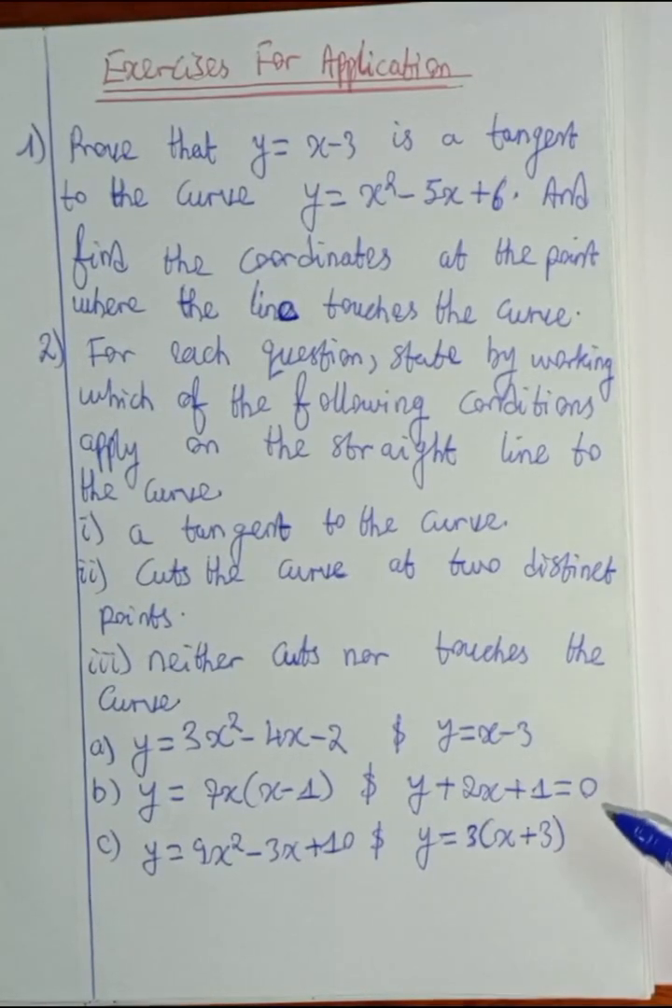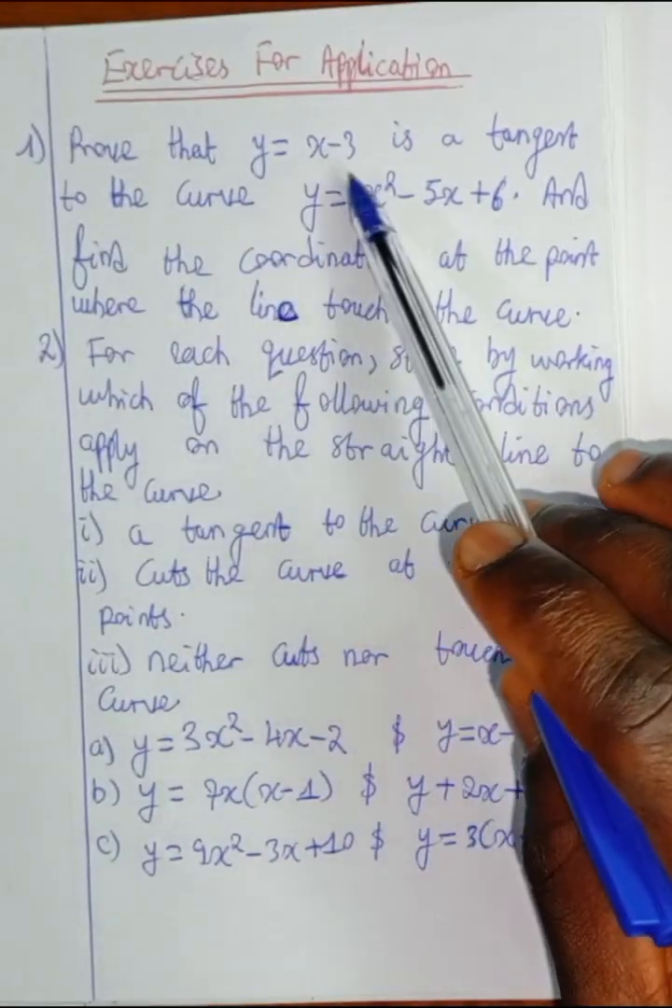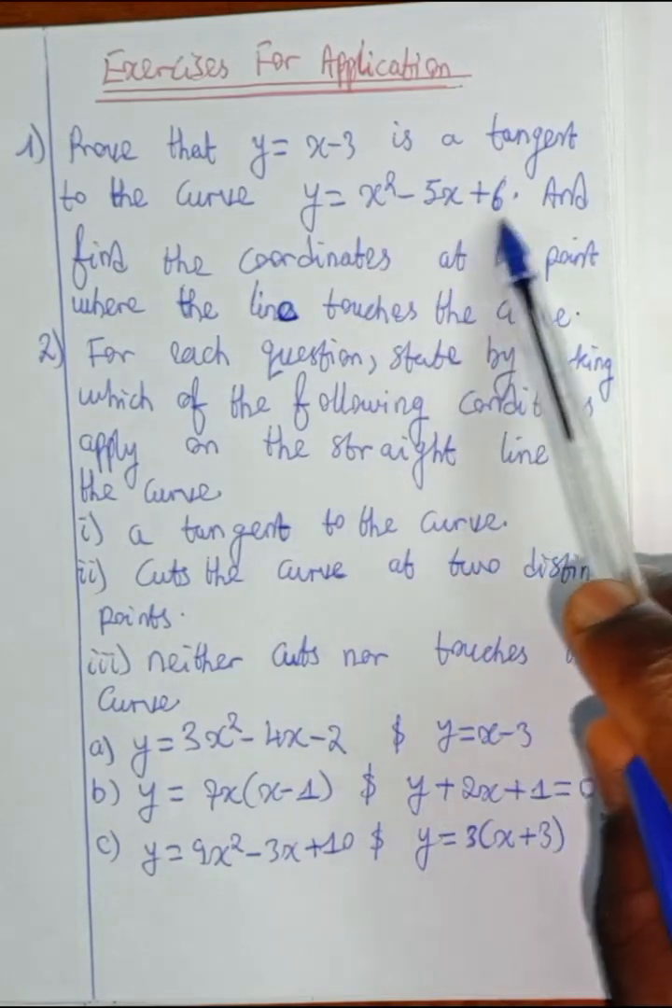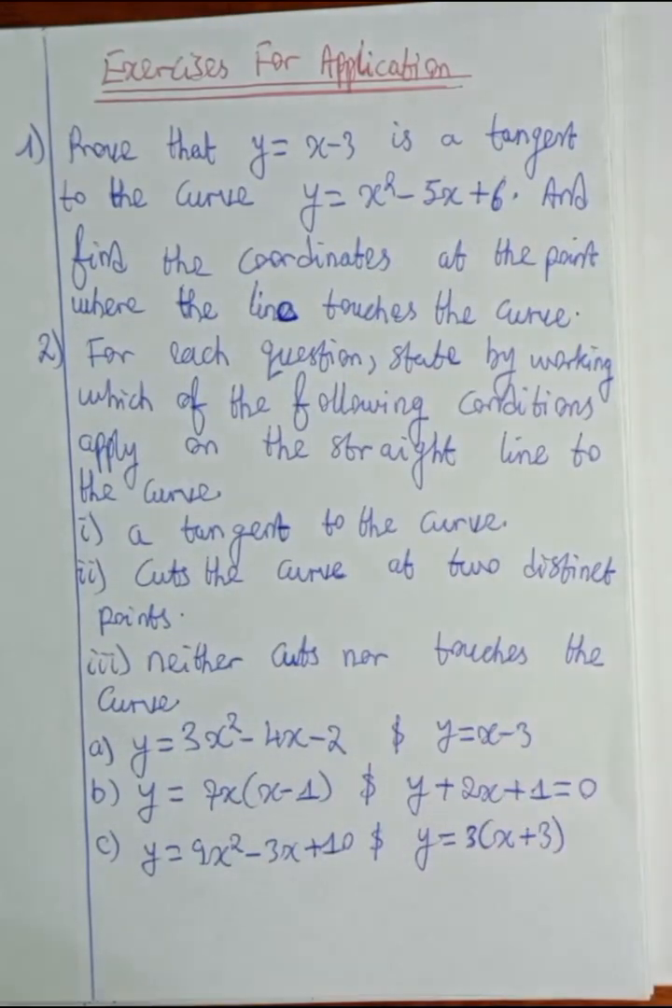We are going to continue from where we ended last time with the correction of the following exercise for application. Question 1 says prove that y equal to x minus 3 is a tangent to the curve y equal to x squared minus 5x plus 6 and find the coordinates at the point where the line touches the curve. We know that a line is a tangent to a curve if the line touches the curve at one and only one point.